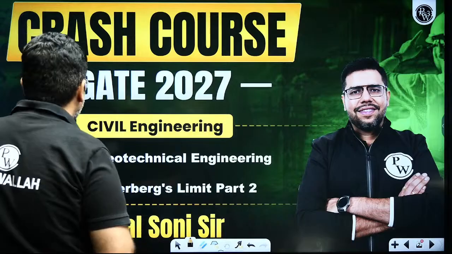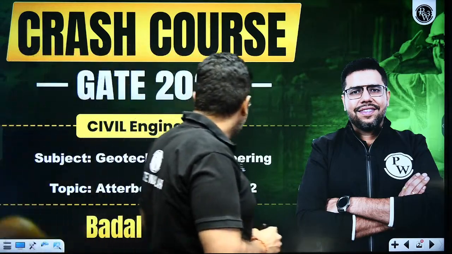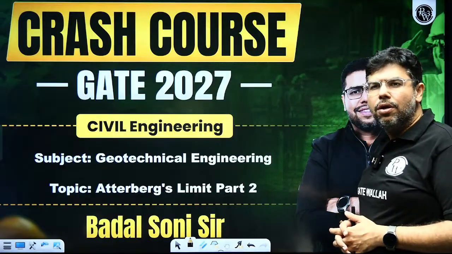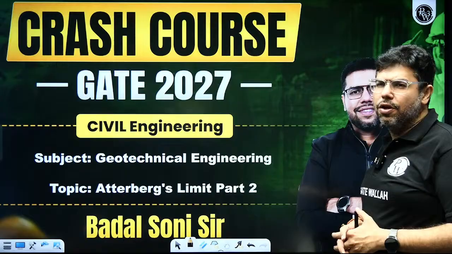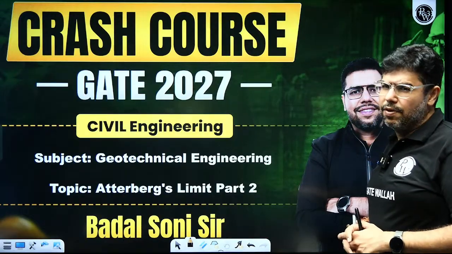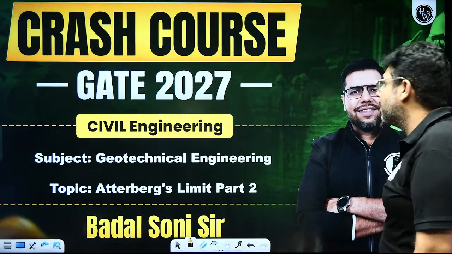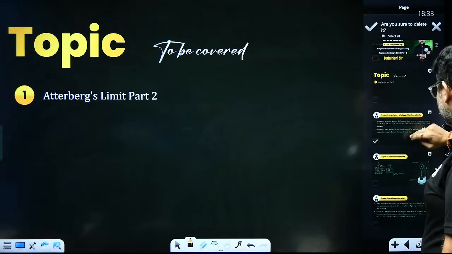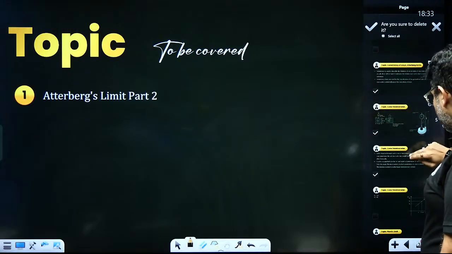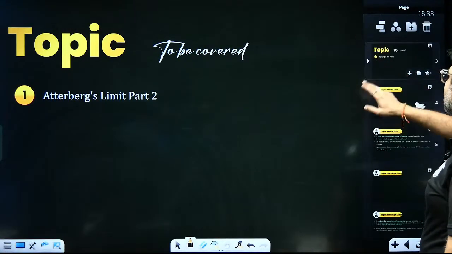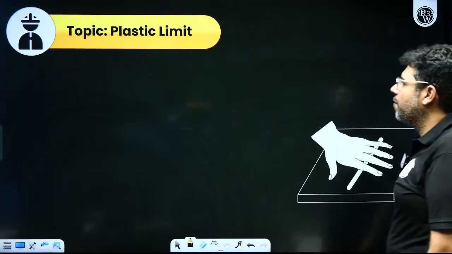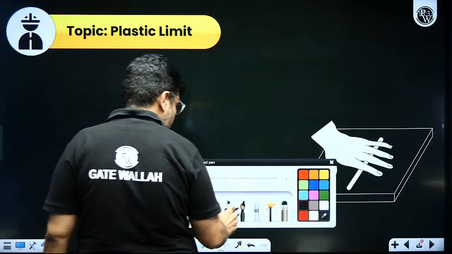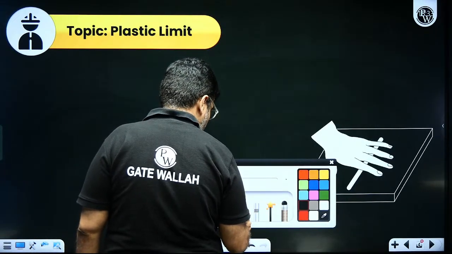So today I will start with Atterberg limit part 2. In the last class we talked about the liquid limit. In today's class I will mostly talk about the plastic limit as well as the shrinkage limit in detail. Let's begin our discussion. So what is plastic limit, my dear friends? What is plastic limit? We already know it is the boundary moisture content between the semi-solid and the plastic state.